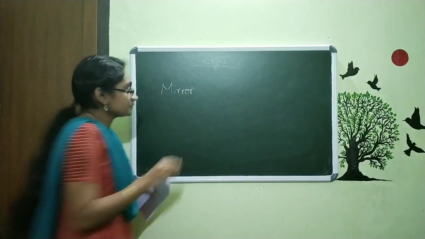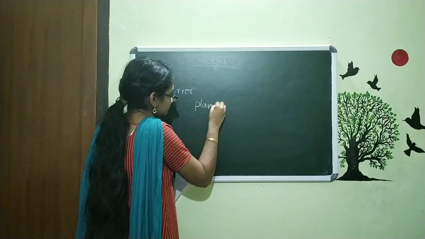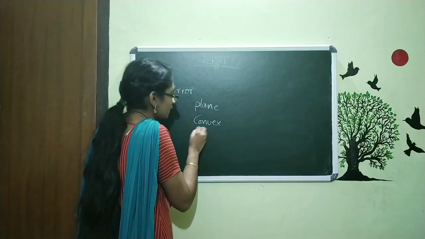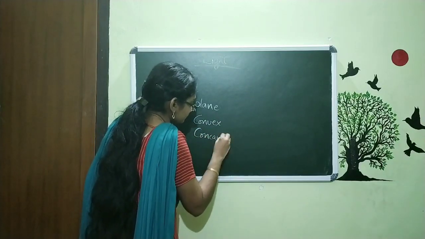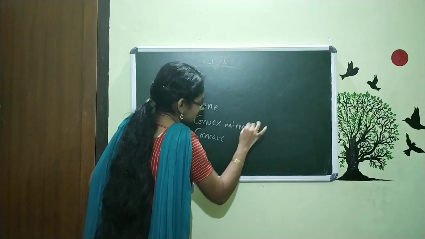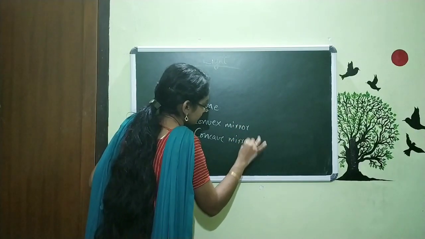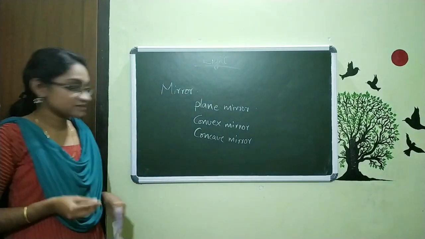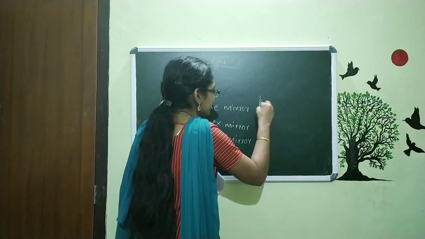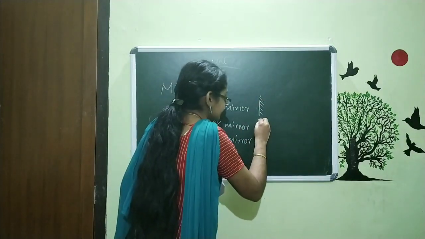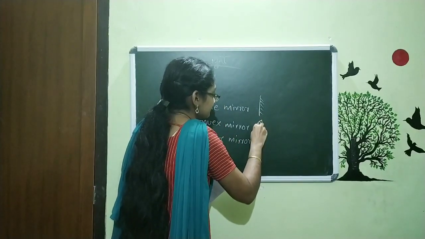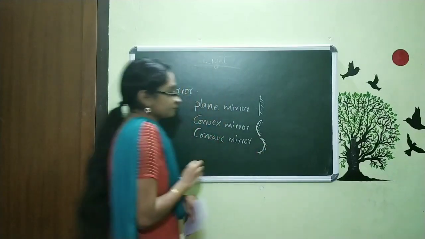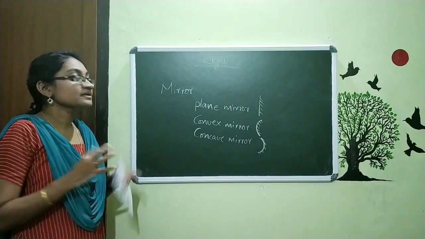We discussed plane mirror, convex mirror and concave mirror, and their features or characteristics, all the things we discussed. Plane mirror, then convex mirror and concave mirror. So these are the things we discussed in the last class.